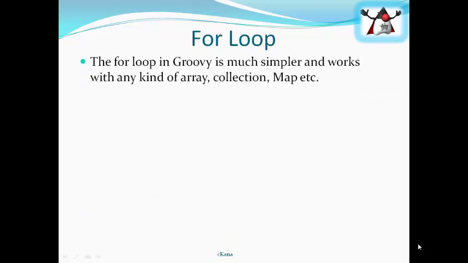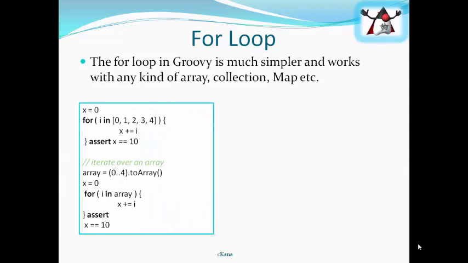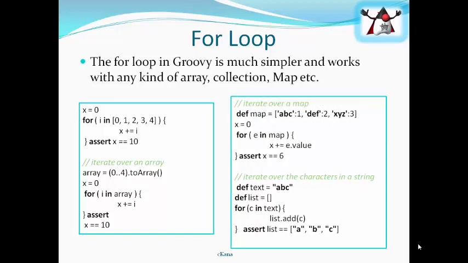The for loop in Groovy is much simpler and works with any kind of array, collection, map, etc. For example, this is what the for loop normally looks like, and you can iterate over an array using the statement for i in array. Then you can iterate over a map by using the statement for e in map, and you can iterate over the characters in a string. For example, for c in text.